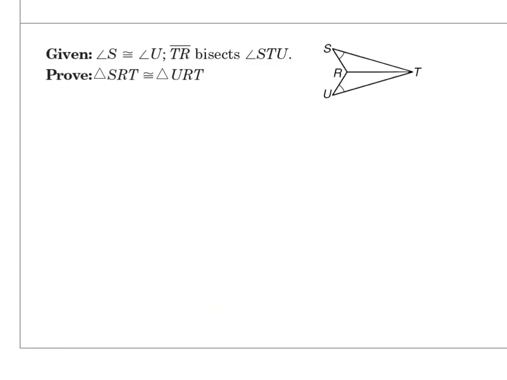And now our last example here, got a couple of triangles. Again, you may already see some markings that we could add. We're given that angle S is congruent to angle U. That's already been marked on our picture. And we're told that TR, segment TR, bisects angle STU. So TR, this segment here, bisects angle STU. So this big angle here is being bisected.